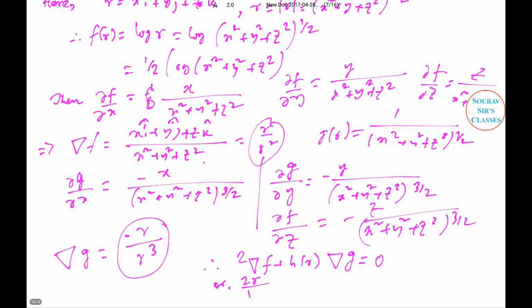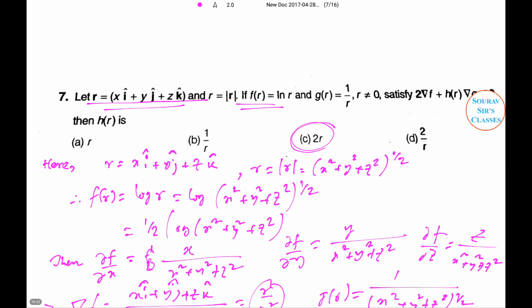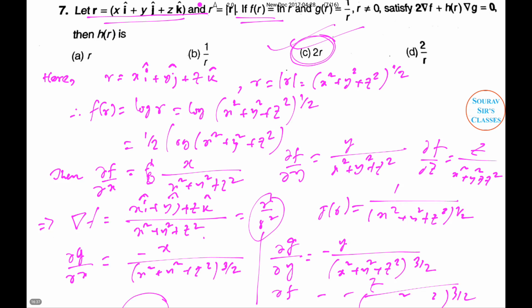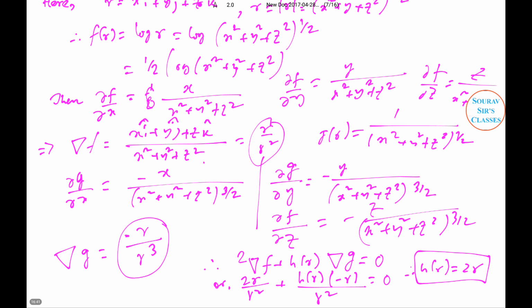So 2r by r square plus h of r minus r by r square equal to 0. So h of r equal to 2r. Hence the answer, if you get back to this, is simply option number C. Okay. So the main idea is the derivative and putting in the values. Only the notations are relatively tougher, so that is the only reason for confusion.